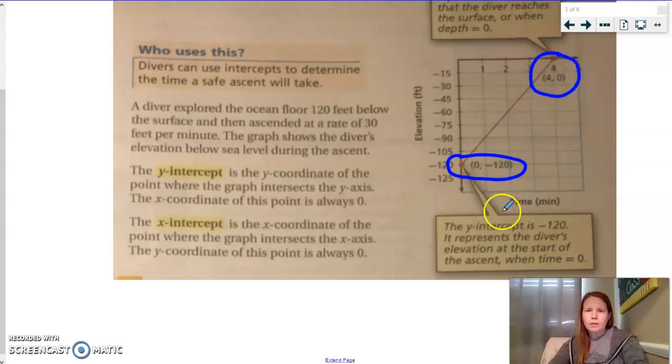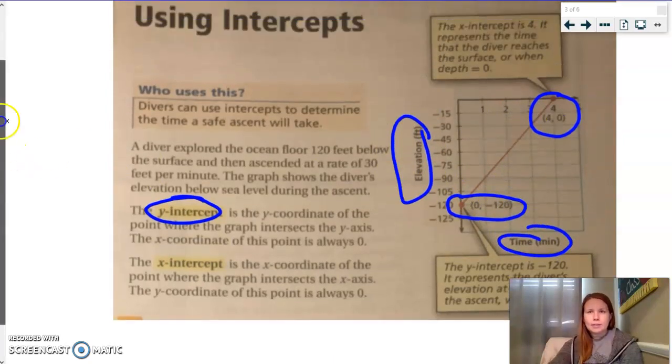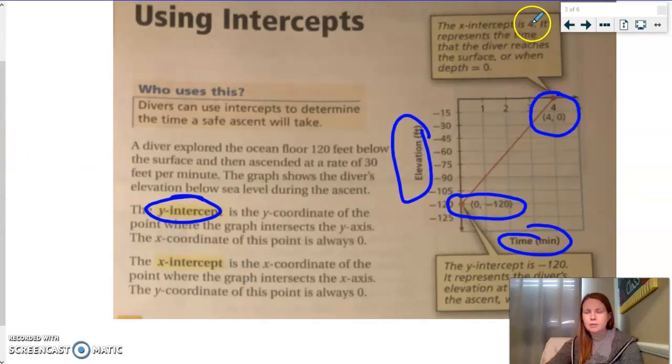So they talk about the y-intercept. They say the y-intercept is negative 120. It represents the diver's elevation at the start of the ascent when time is 0. So really, to interpret these values, you need to understand what the 0 means within the relationship and what this negative 120 means. Well, it means that at a time of 0, because that's what your x is measuring, you are at an elevation of negative 120.